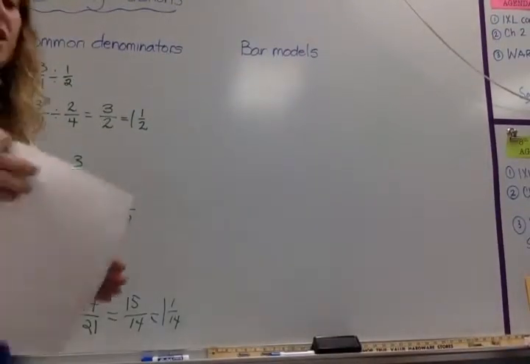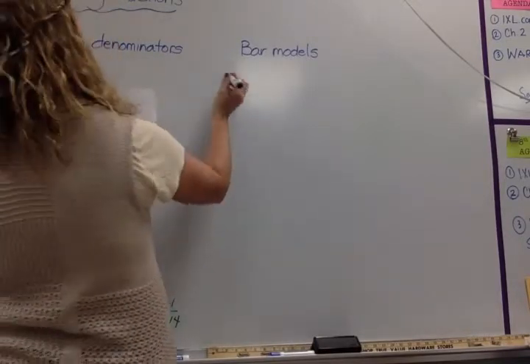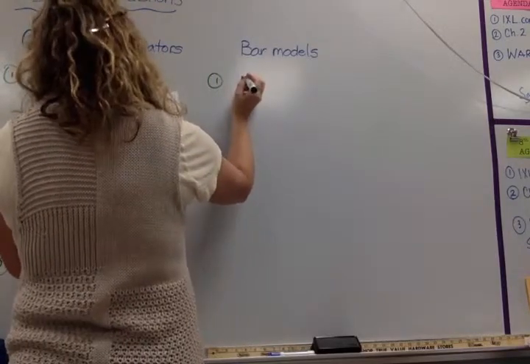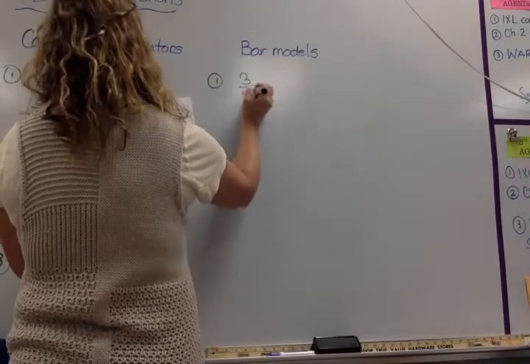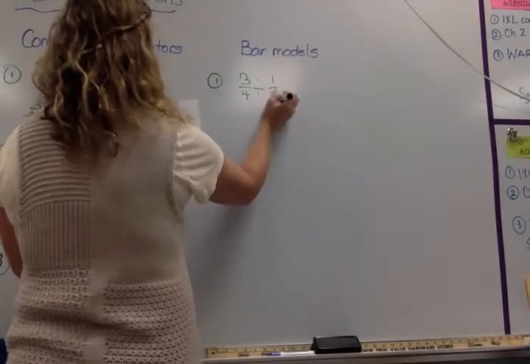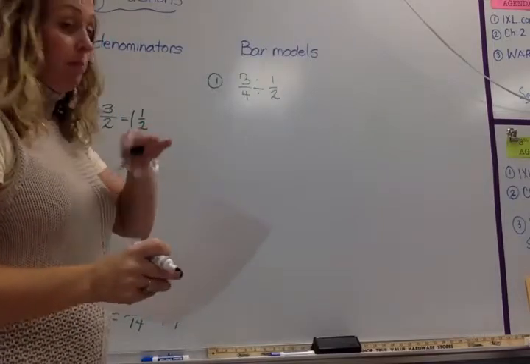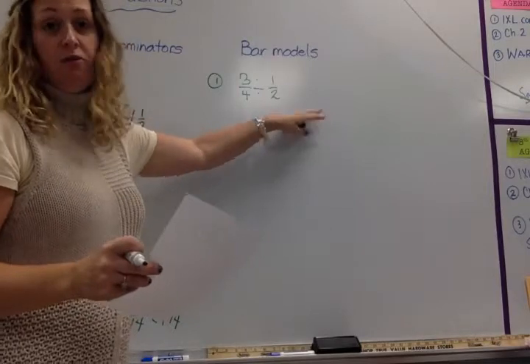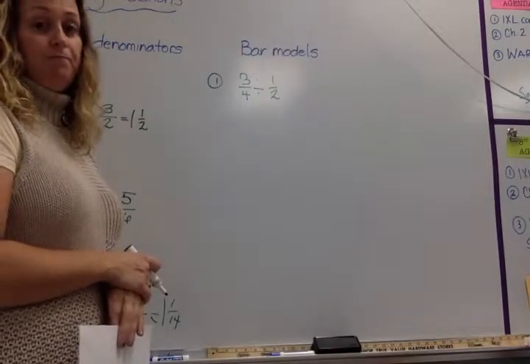Bar models are very easy to do if you have the same denominator. So we're going to do a couple different ones. The first one we're going to do is represent 3/4 divided by 1/2. I want you to hit pause by the space bar. I want you to show me a bar that represents 3/4 and underneath it a bar that represents 1/2. Do so now.